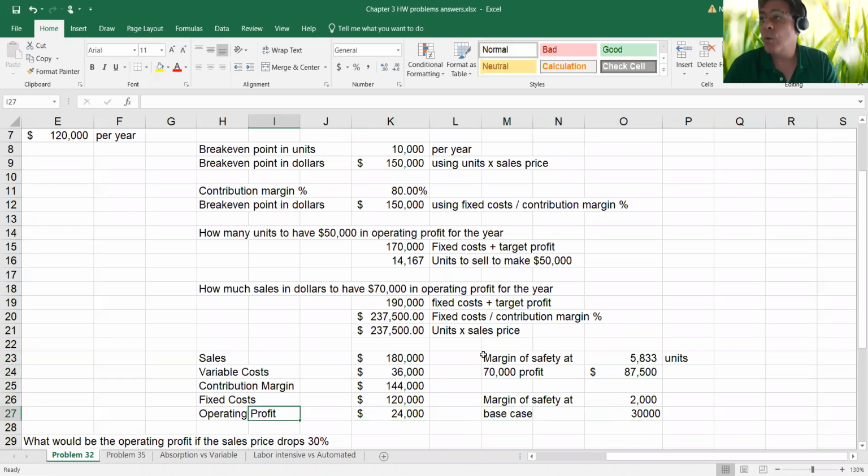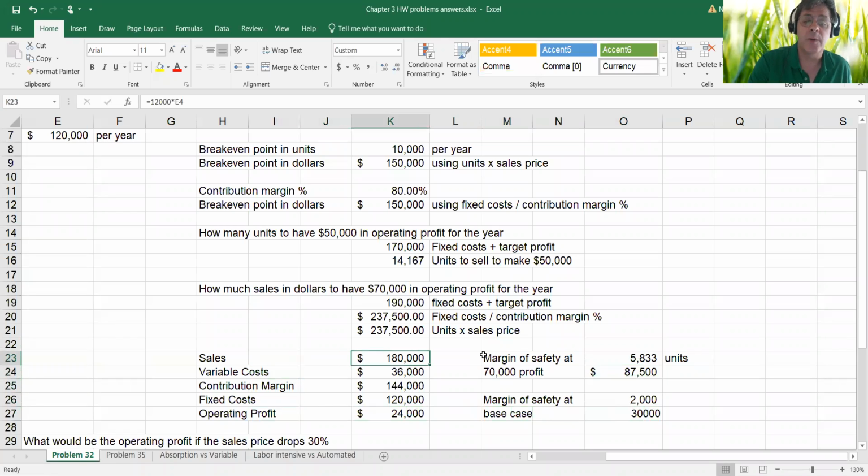Now, we were asked to prepare a contribution margin income statement for the base case. So that means we have sales of 12,000 times 15. 12,000 units was the base case, as it said in the problem, $180,000 in sales. Variable cost is $3 times the 12,000.